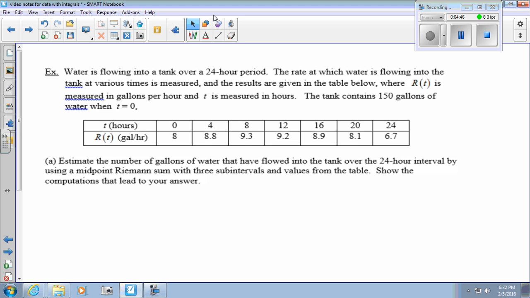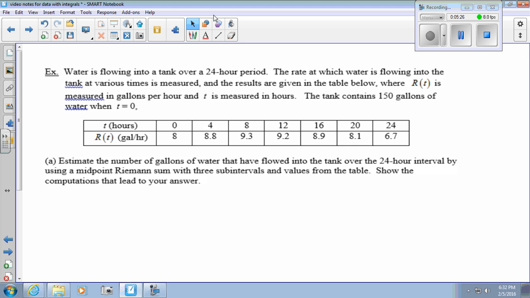So if I want to know how much has flowed into the tank, that is the amount that has been added to the tank in those 24 hours. But on your paper it also says to estimate the number of gallons of water in the tank at the end of 24 hours. So if I want to know how much total water I have in the tank, I'm going to take my 208.8, which is what has been added, plus the 150 gallons that it started with, and I would come up with a total of 358.8 gallons of water.